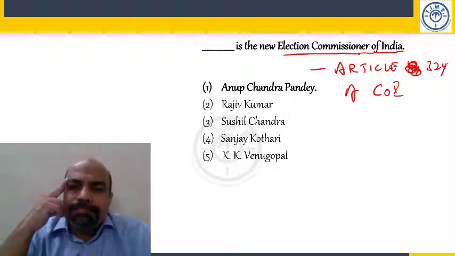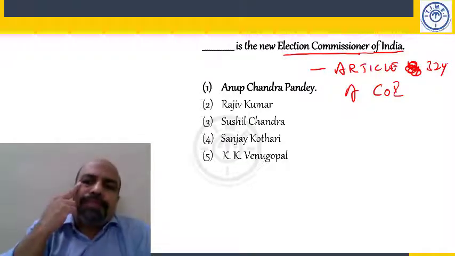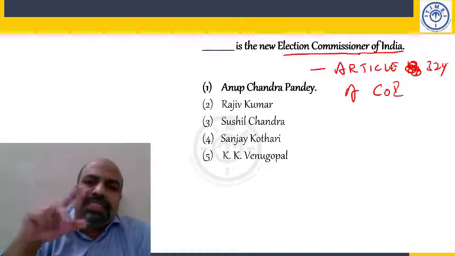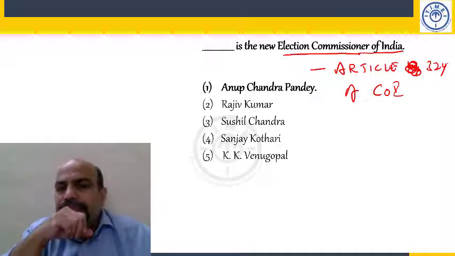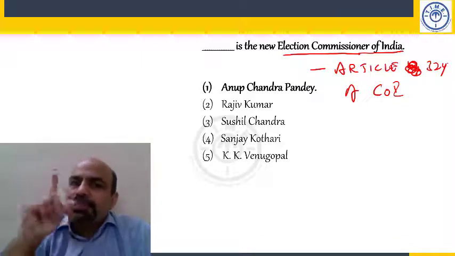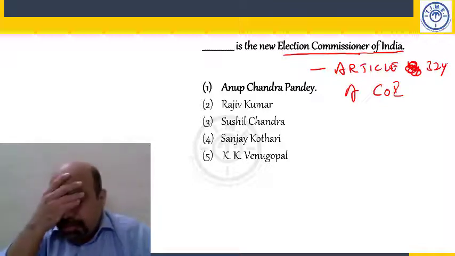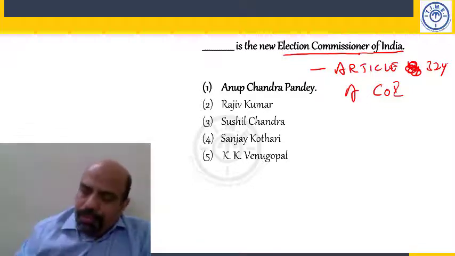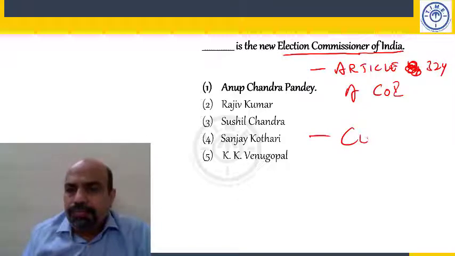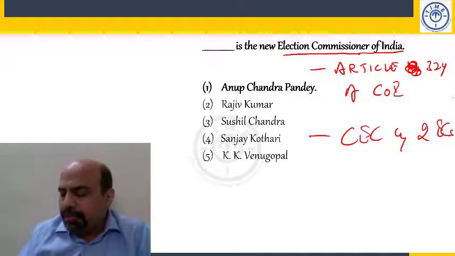Okay, next. Comprises one CEC, Chief Election Commissioner. Comprises one CEC and two ECs, Election Commissioners. Small s, no apostrophe.